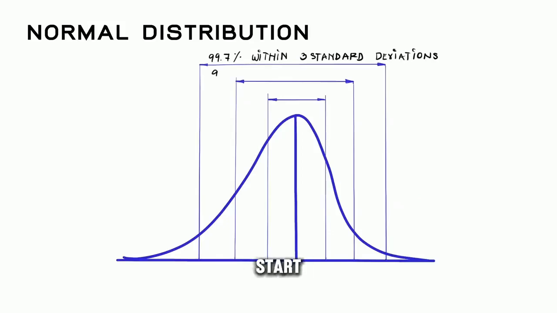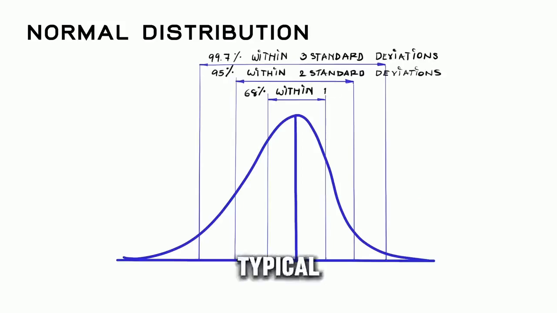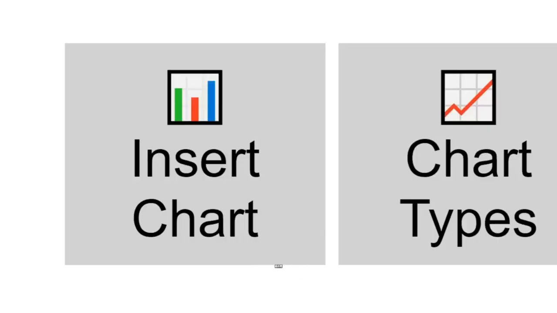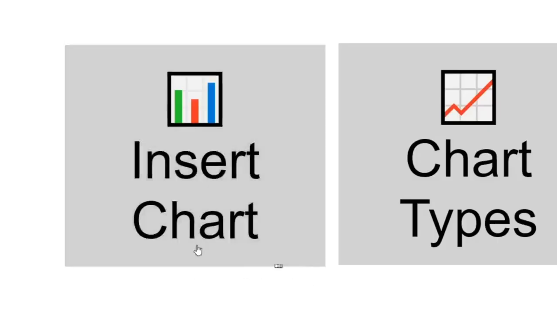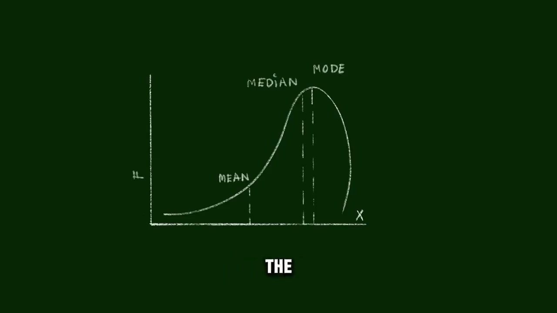A good place to start is by assessing the central tendency, which means finding the center or typical value of your dataset. The three main measures are the mean, median, and mode. The mean is the average. The median is the middle value when the data is sorted, and the mode is the most frequent value.